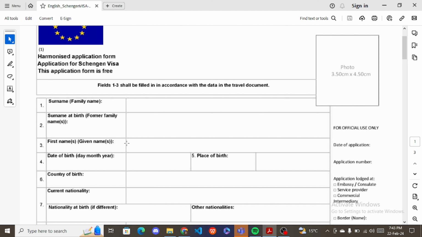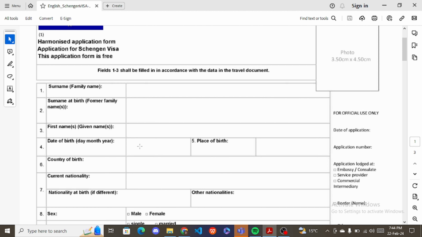Then number three, first names. Most of us from Nigeria have three names: a first name, an English name or a middle name, and then a surname. So what you're required to write here is your first name. Most people in Nigeria have their native name as their first name, so you just write that down. Number four, date of birth. Basically, write your date of birth.